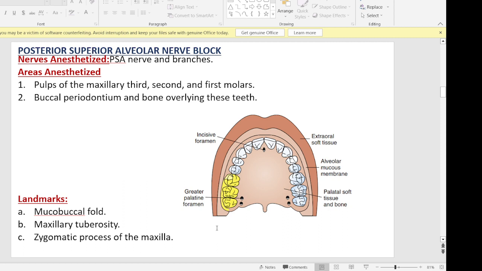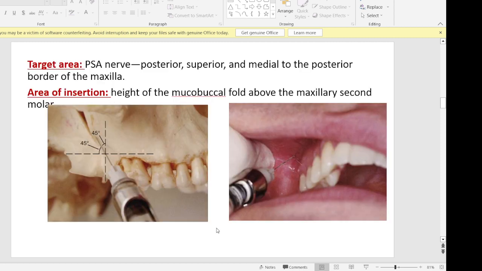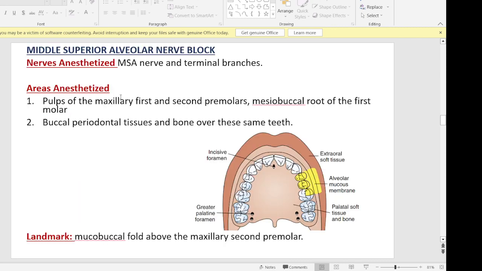Landmarks of the posterior superior alveolar nerve block are the mucobuccal fold, maxillary tuberosity, and zygomatic process of the maxilla. The target area is the posterior superior alveolar nerve, which lies posterior, superior, and medial to the posterior border of the maxilla. The area of insertion is the height of the mucobuccal fold above the maxillary second molar, and here approximately 0.9 to 1.8 ml of solution should be administered.